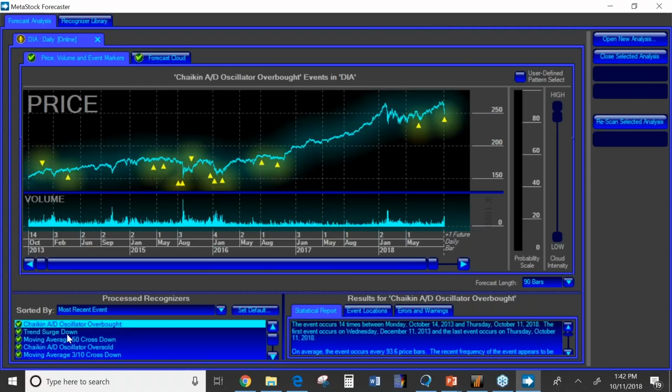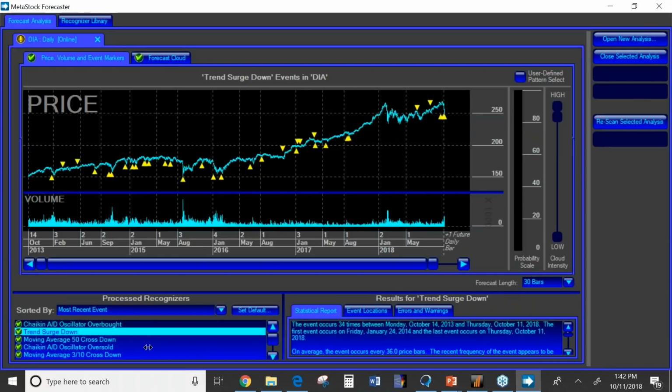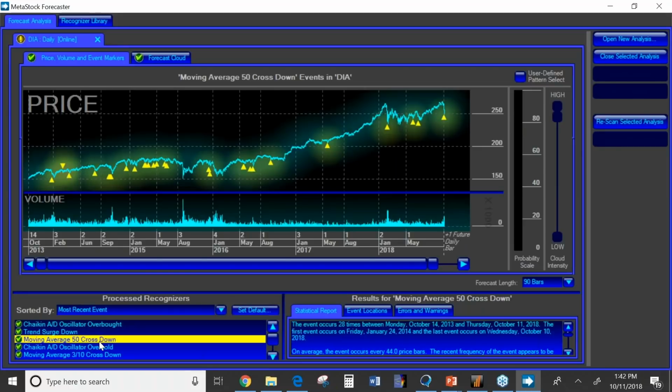If I move to a different forecaster, it's going to show you when we had a trend surge down. And again, if I move to this moving average 50 cross down, it's going to show you every time you had a cross down below that moving average. Now, what the program is going to do is take these events that are marked on the chart and perform statistics on them.